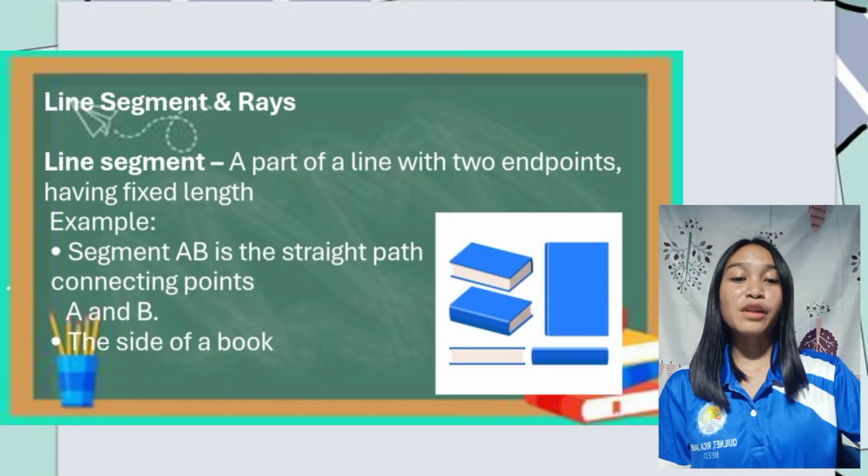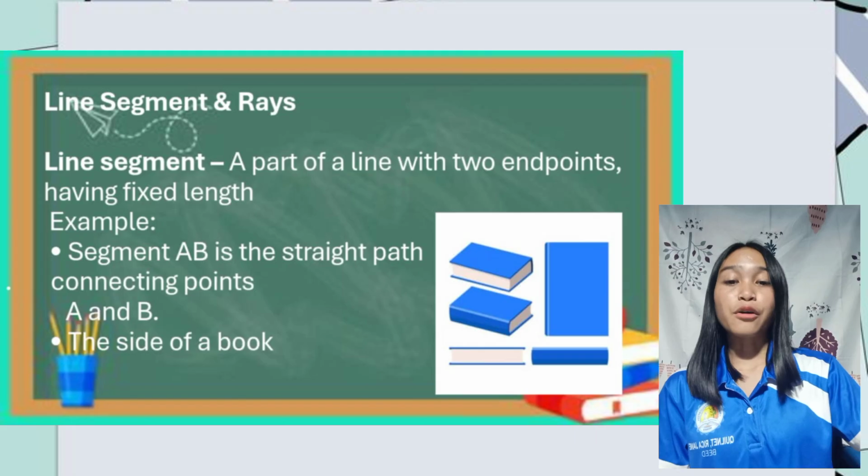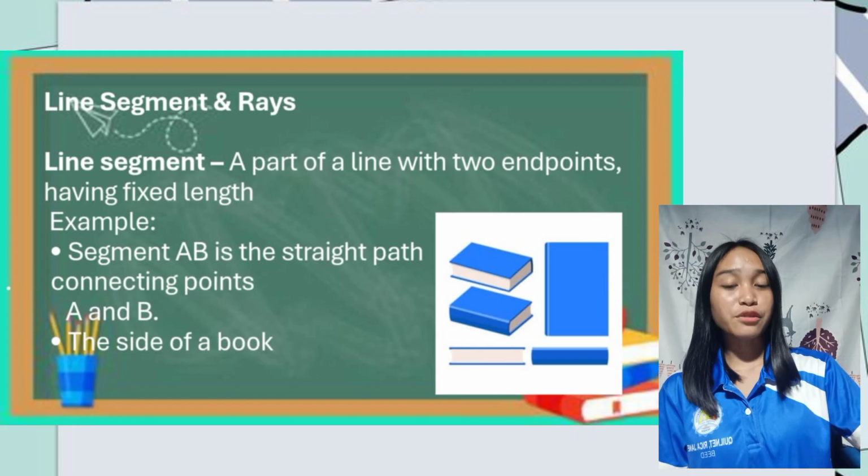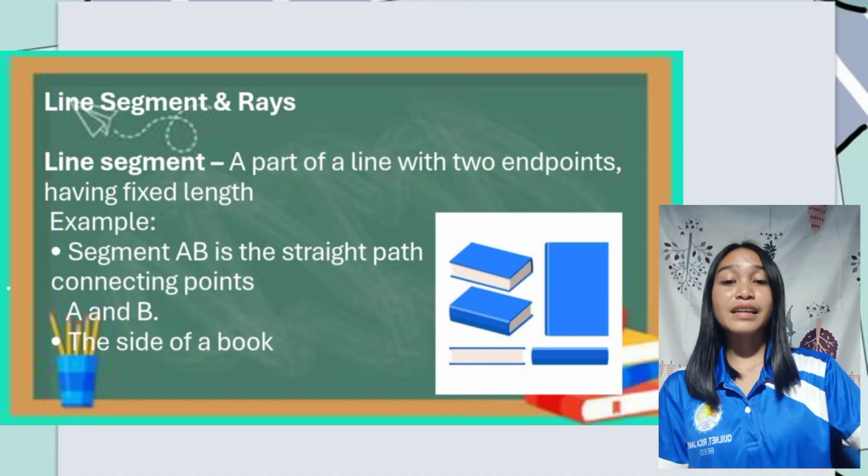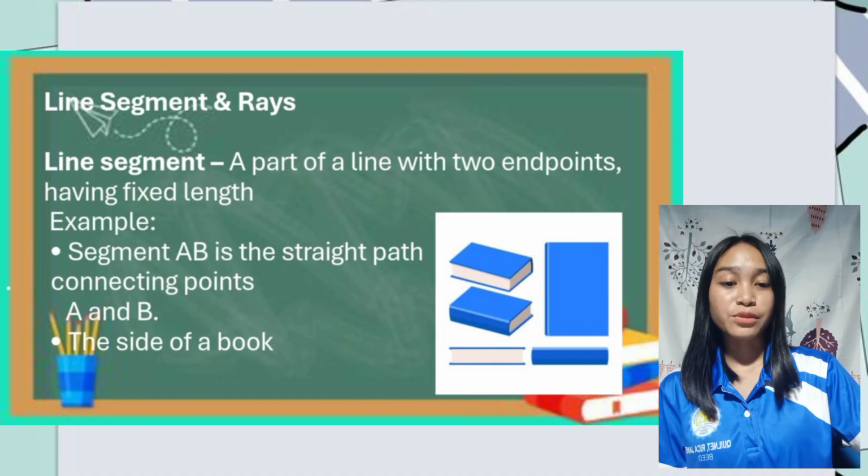Now, we have also line segments and rays. So, a line segment is a part of a line with two endpoints having a fixed length. Example, segment AB is the straight path connecting points A and B. For a real-life example, the side of a book or a table edge.